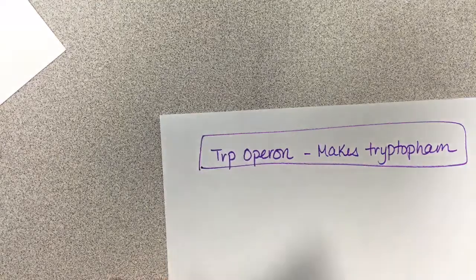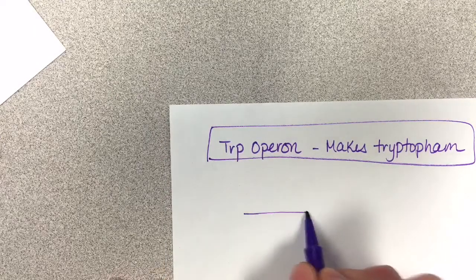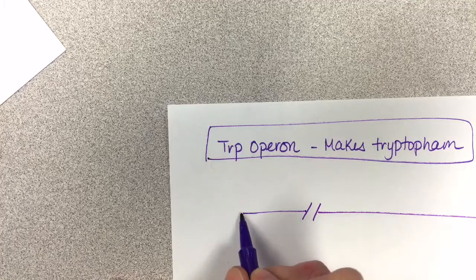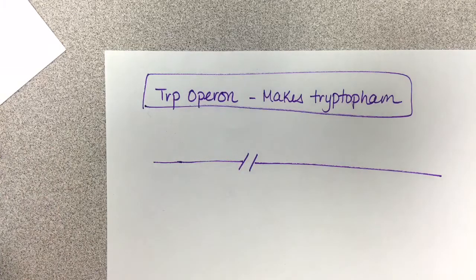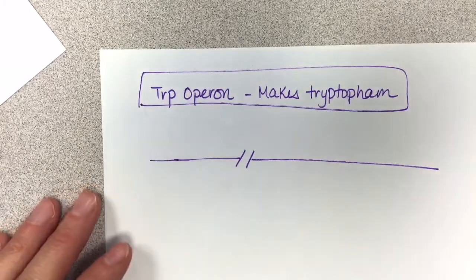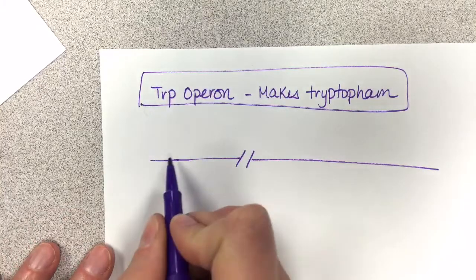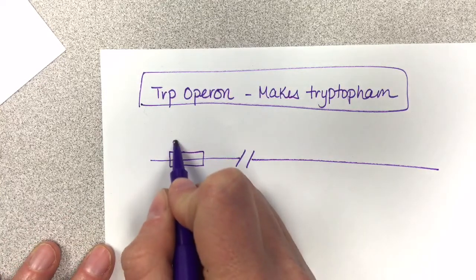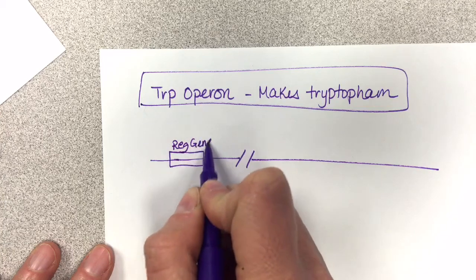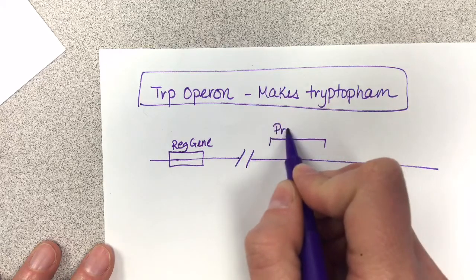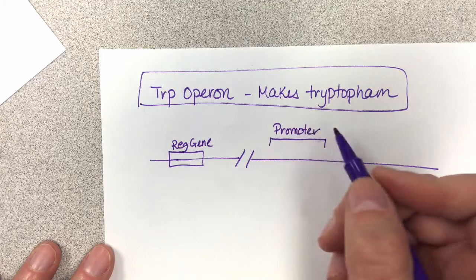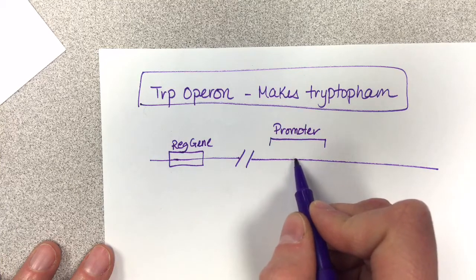So here's the trp operon. Here's your DNA, and remember your book has these little things here, which mean there's a gap, and so the DNA is much longer. So my line is a DNA, and remember that there is a regulatory gene upstream. All right, so this is the regulatory gene. And then there is the promoter region. The promoter region, remember, has two parts. And it has the operator part, and that's part of this.